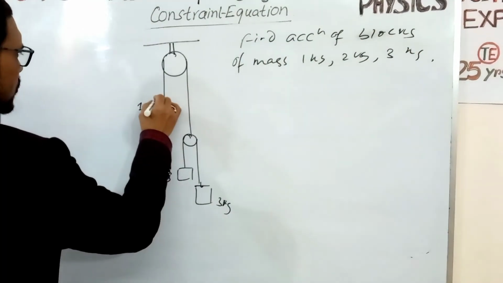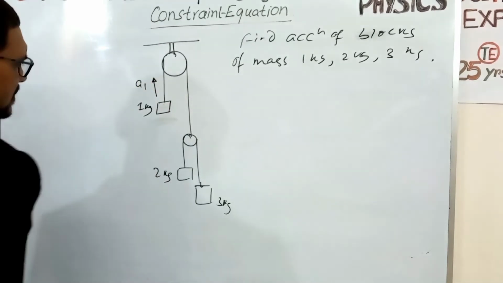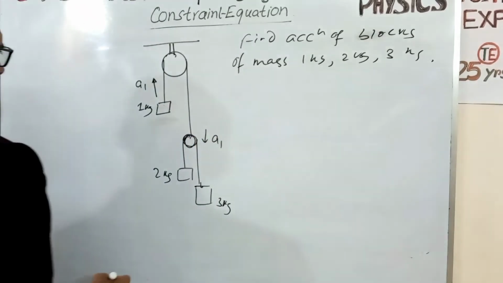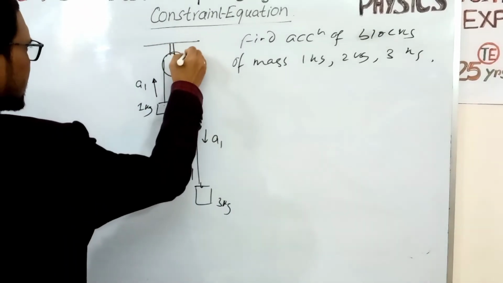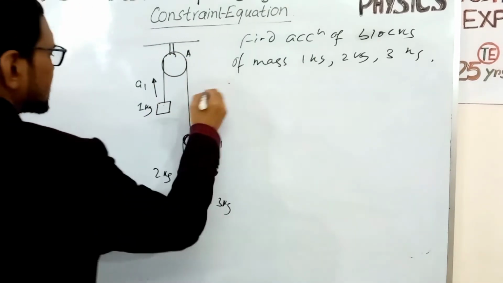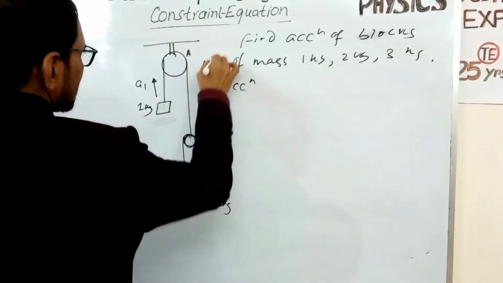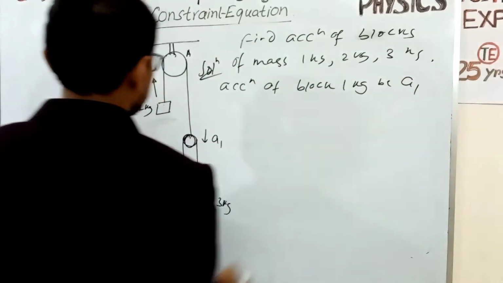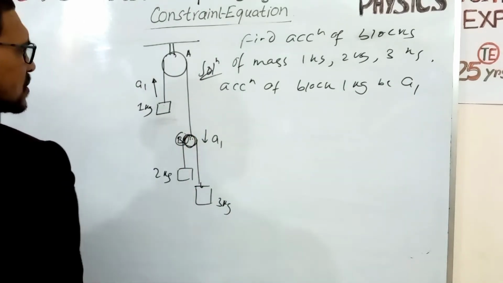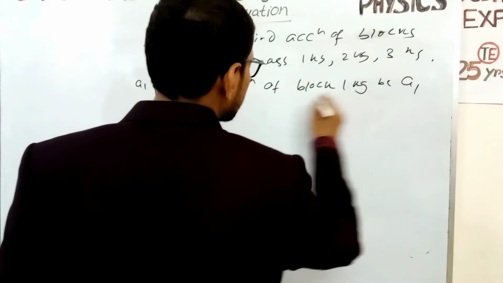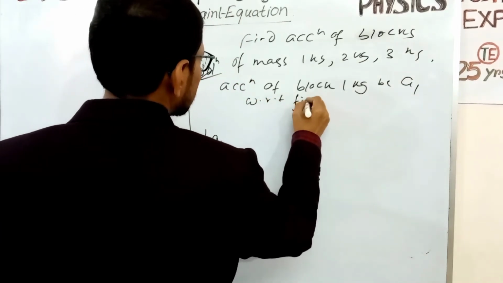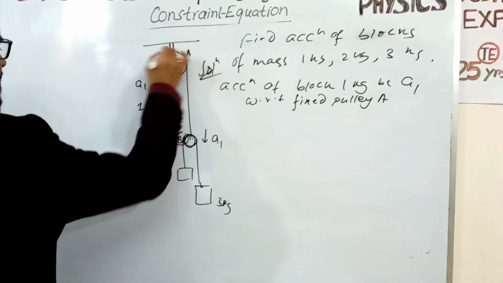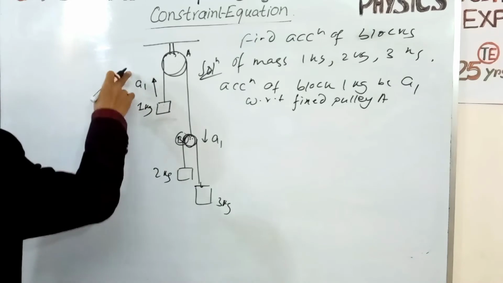Now this block moves with acceleration a1. Now this pulley moves with acceleration also a1. Suppose this is pulley b, so the acceleration of block 1 kg be a1 with respect to fixed pulley a. Suppose this is fixed pulley a. Now with respect to this, the block moves with acceleration a1.